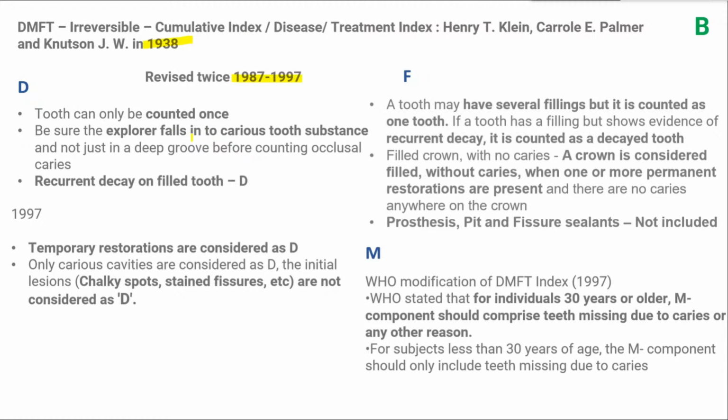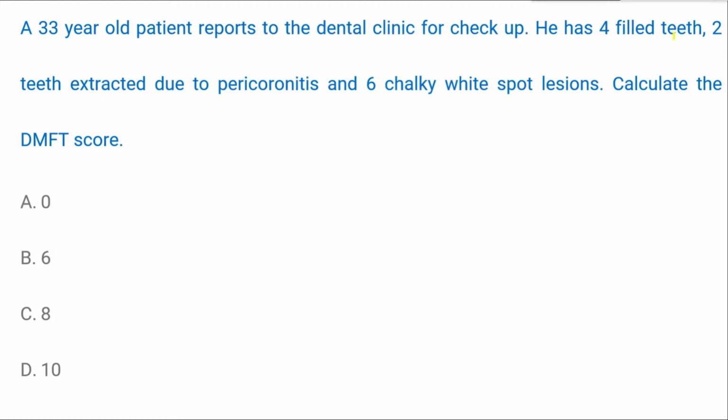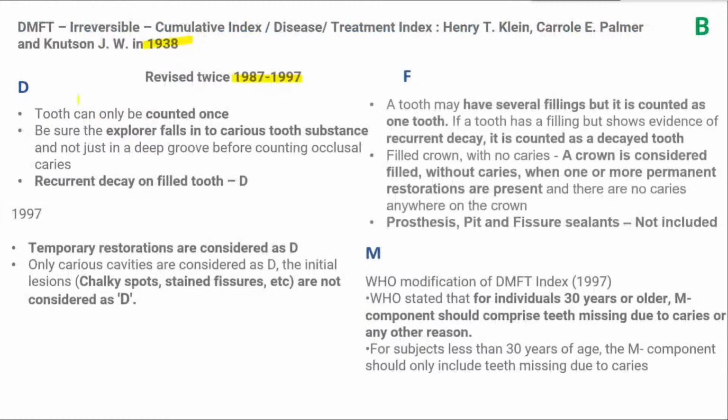This patient, just see the question again, has 4 filled teeth, 2 teeth extracted due to pericarditis, and 6 chalky white spot lesions. And it's a 33-year-old patient. So there's no decay, and this decay part itself we can omit for this question. For the filling, he has a permanent restoration in 2 teeth, so that will be counted. Again here, it's a chalky spot, meaning they are not being considered as decay. So those 6 chalky spots you have to omit.